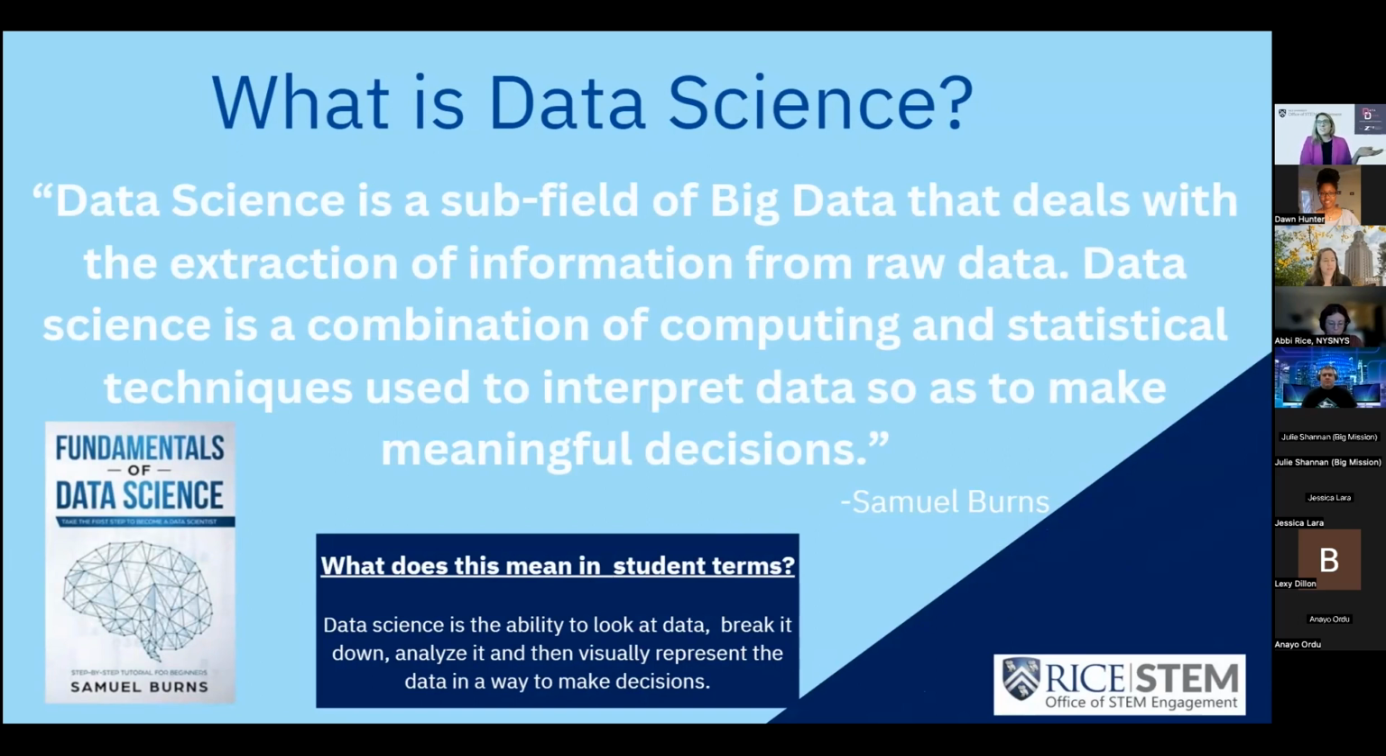Now, when I try to tell that to a student, they're like, what does that mean? So basically for students, it means that we look at data. There's a lot of it. We don't need all of it. So we're going to break down that data, analyze it, and then visually represent the data in a way that makes decisions.